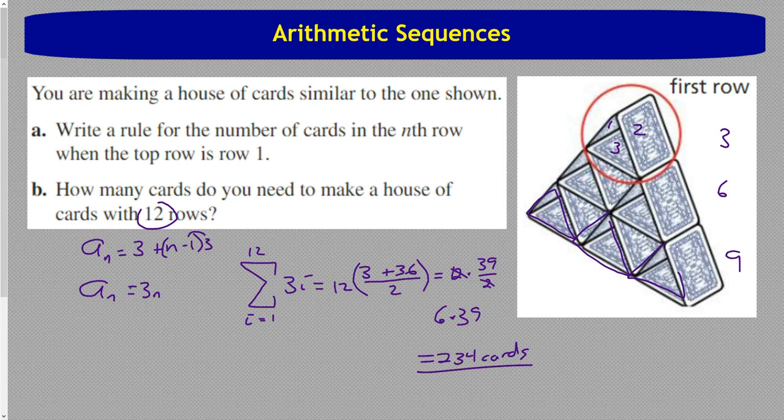Okay, so keys from today are those two formulas: the formula for the sum of the first n terms, and the formula for writing the rules. So if you need, scroll back in this video and find those formulas.